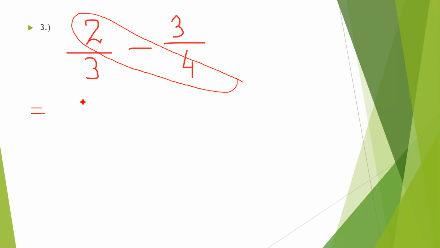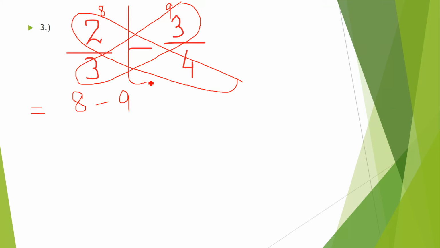4 2 times 8, so this is 8, and then negative, come to this part, this is the cross, right? Cross multiplication. 3 3 times 9, so we will write down 9 here, and this is 8, write down 8, and this is 9. And what is the sign between them? Is negative. So numerator you have to subtract, and the denominator you have to multiply.